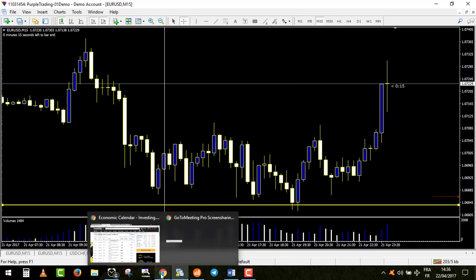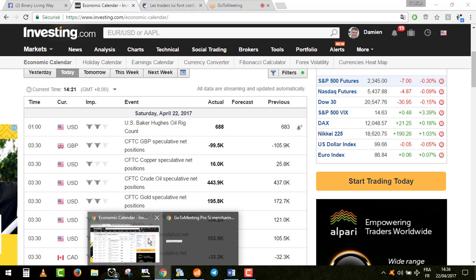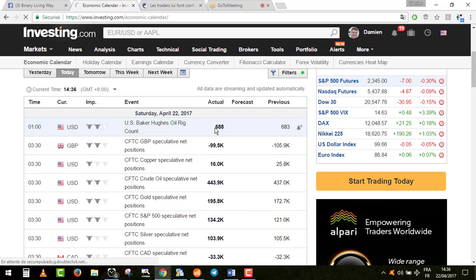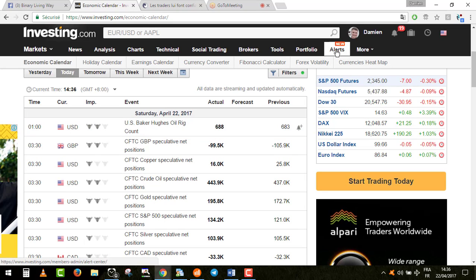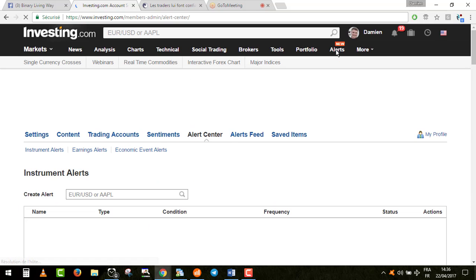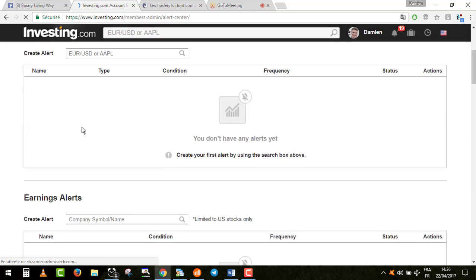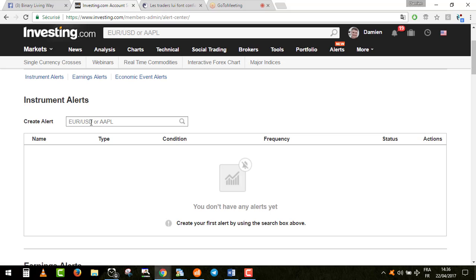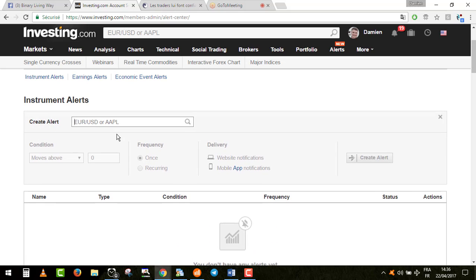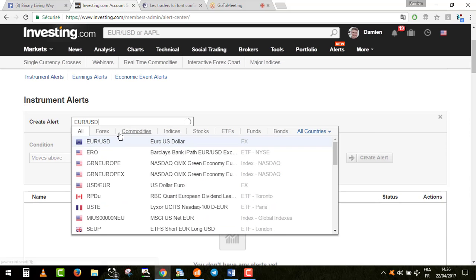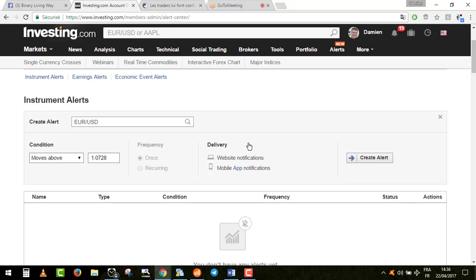But for the people who don't have MetaTrader, there is another solution, and one of them is, again, investing.com. You go in the alert feature here, and you can create an alert for every currency that you want. So, for example, we will still take Euro USD, FX, which means Forex, that's what we trade.